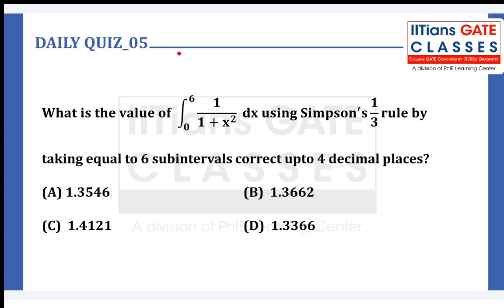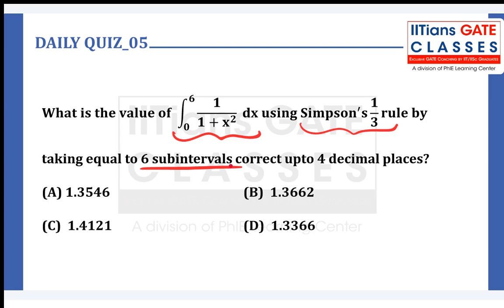So this is the question from numerical integration topic, and they have given you an integral, which is definite integral 0 to 6, 1 by 1 plus x square dx. Okay, and using Simpson's 1/3 rule, you're supposed to take 6 subintervals. So that makes sense, because for Simpson's 1/3 rule, you have to have even number of subintervals. Okay, for Simpson's 3/8 rule, you have to have subintervals which will be multiples of 3. Okay, so those are pretty important considerations when you're applying those rules.